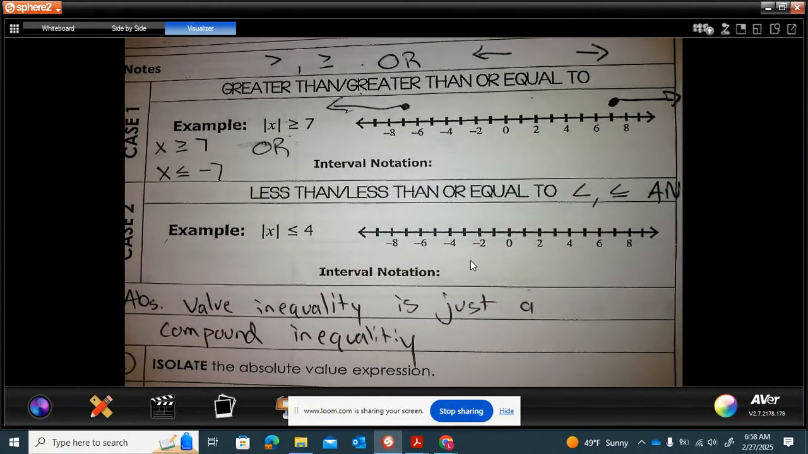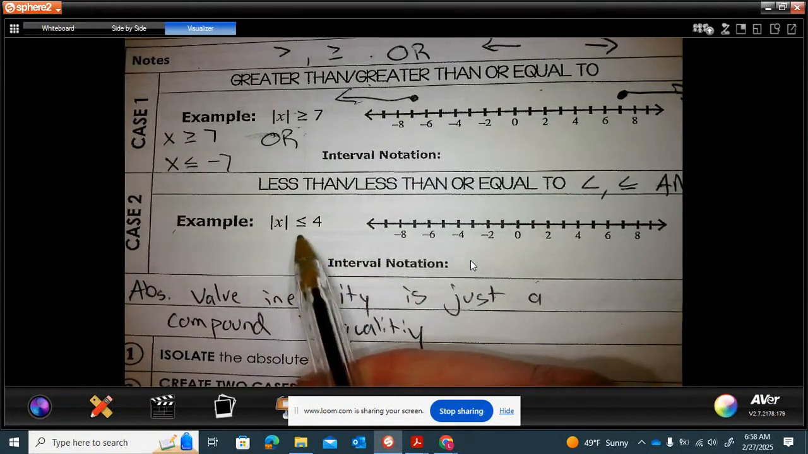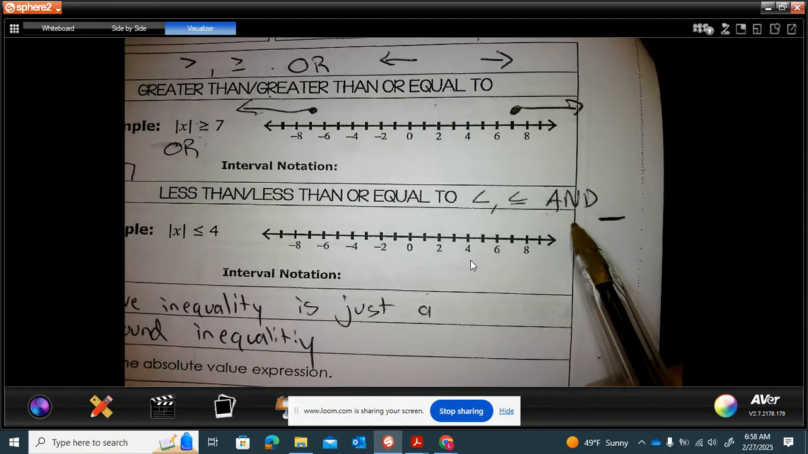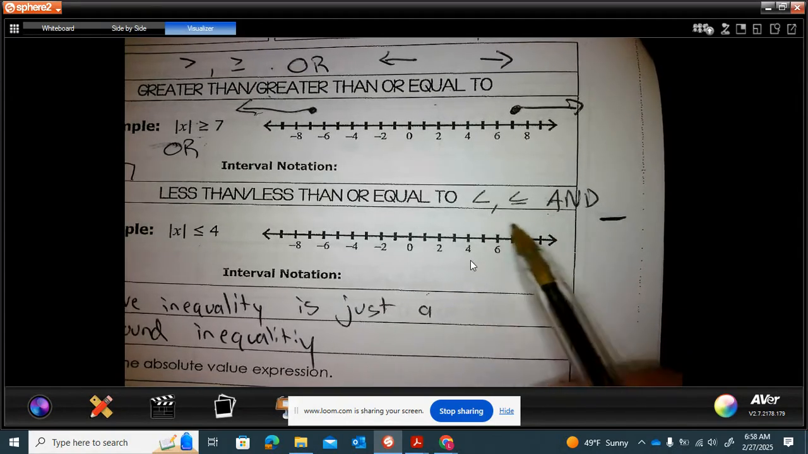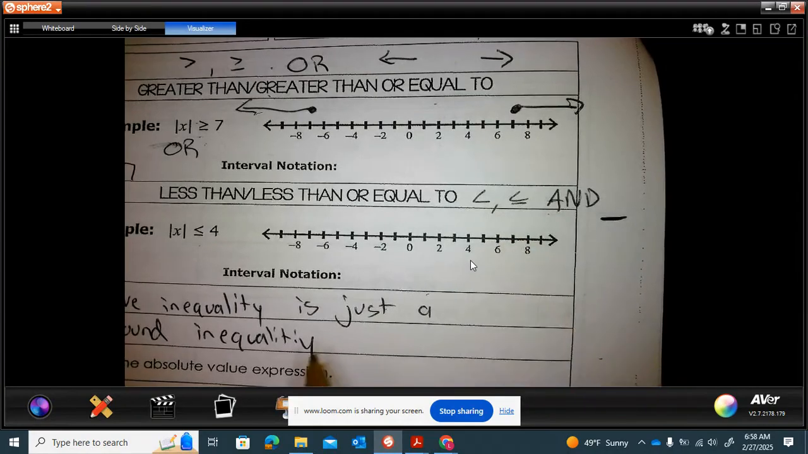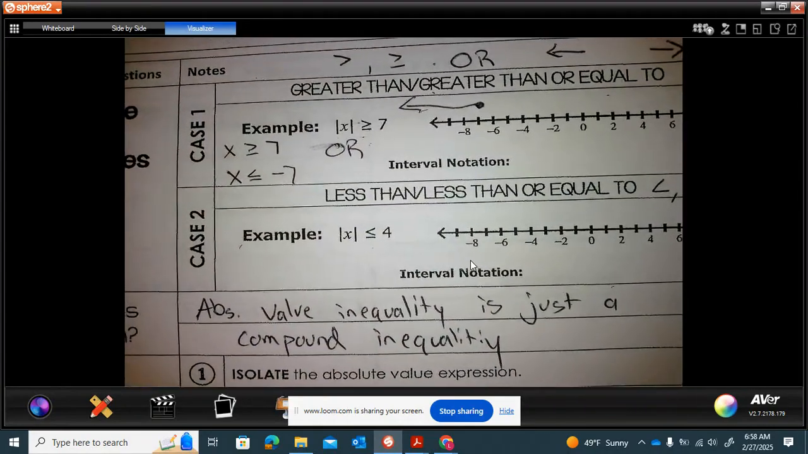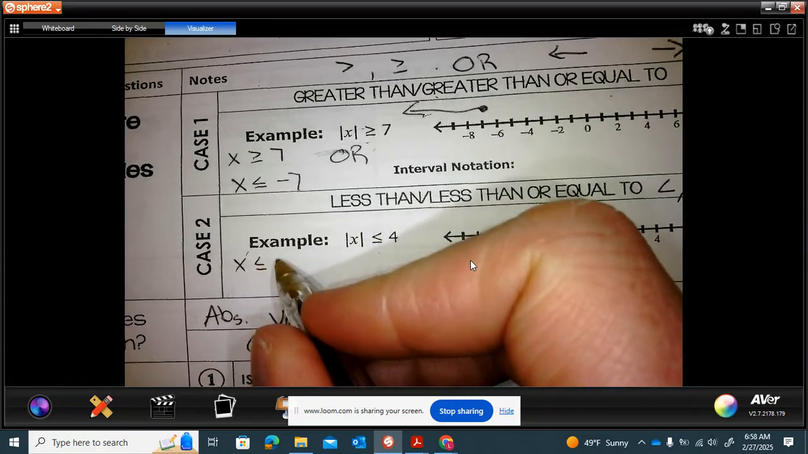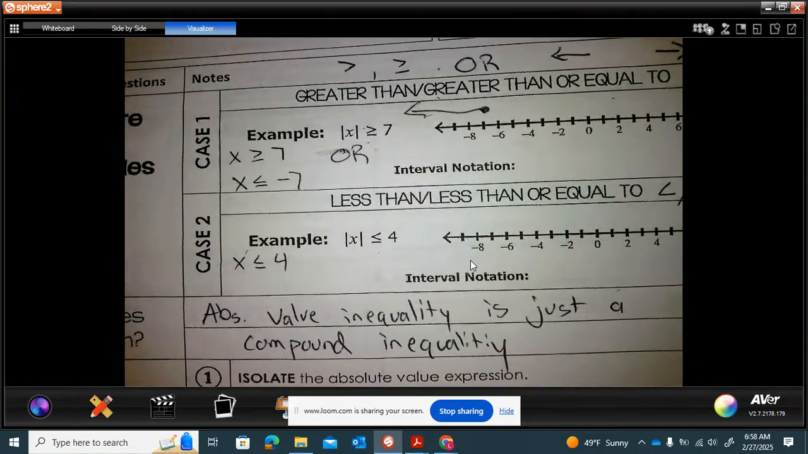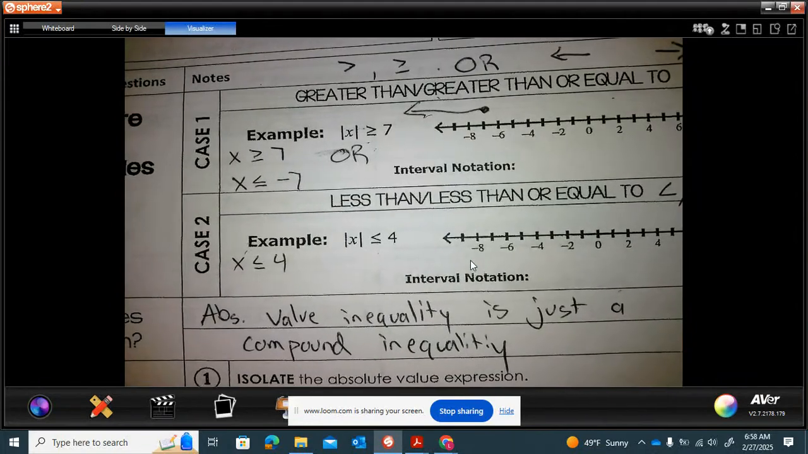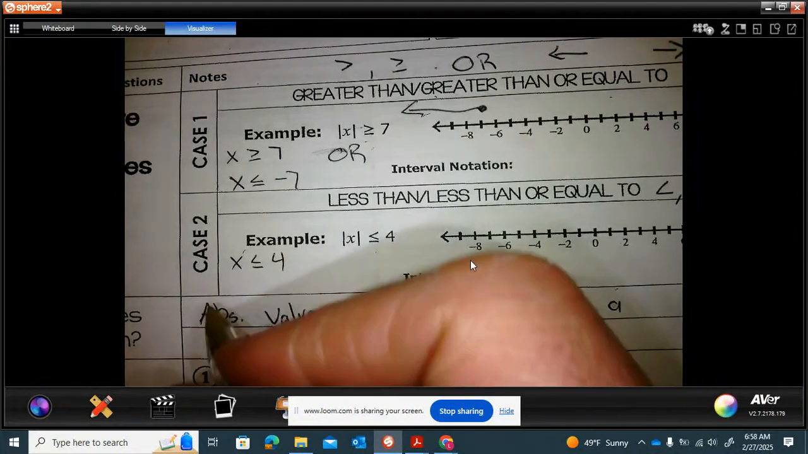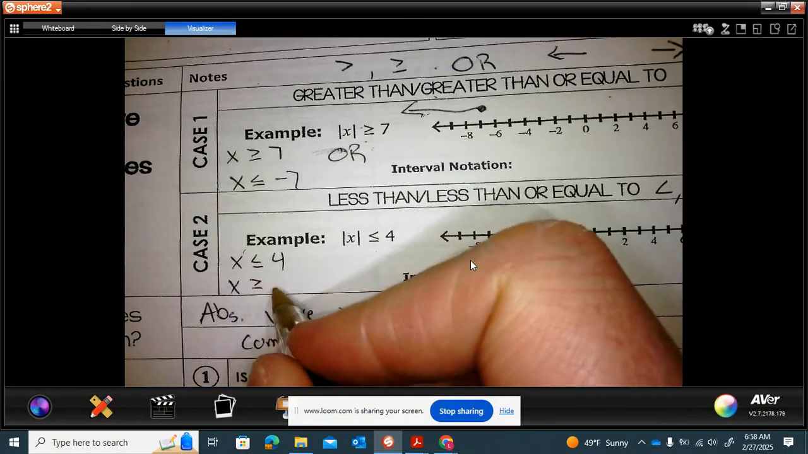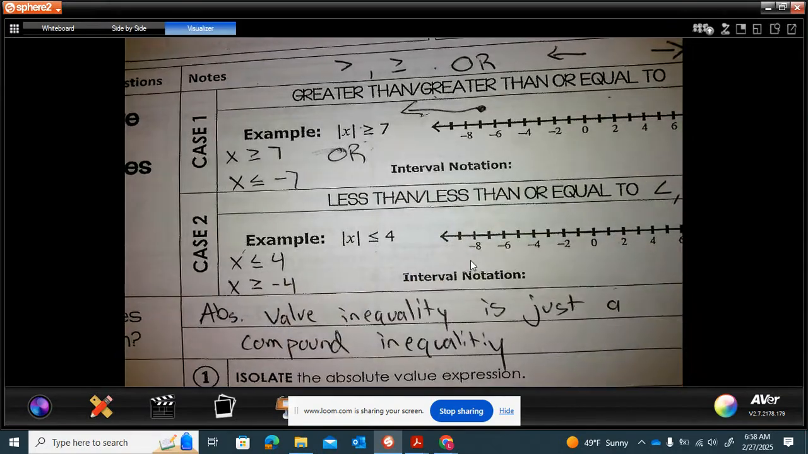So the same thing is true for less than. The only thing that's different is we know it's going to be an and. So at the end, we're going to shade in between the two numbers that we get. But how we set it up is exactly the same. So we forget the absolute value, we drop that, and we just copy down exactly how we see it, but without the absolute value. X is less than or equal to 4. Then we flip the symbol, and then we make it negative 4.